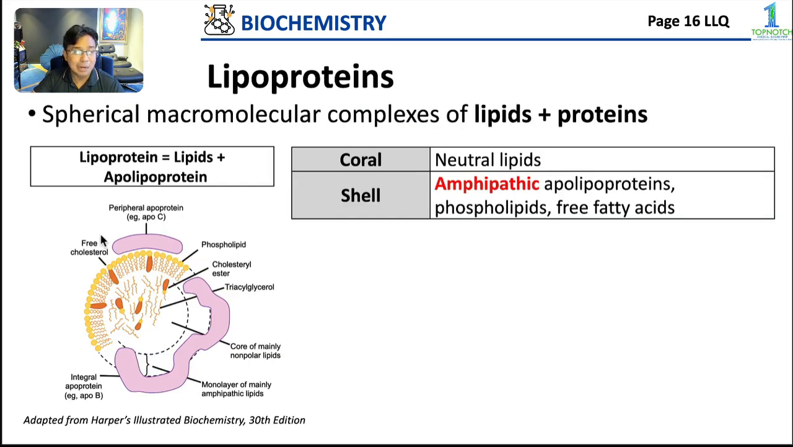Lipoproteins are spherical macromolecular complexes of lipids and proteins. Okay? They have a core and a shell. The core contains neutral lipids since they are hydrophobic. So, bawal sila ma-expose sa water. But the shell contains amphipathic lipids. Now, amphipathic means meron kang part na hydrophobic, the one interacting with the core of your lipoprotein, while the hydrophilic area is the one exposed to water. So, siya ang bubuo ng ating shell.